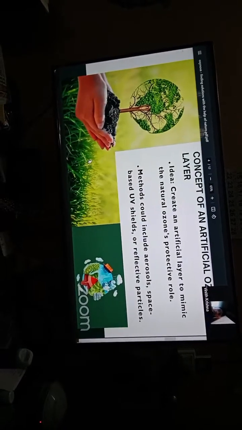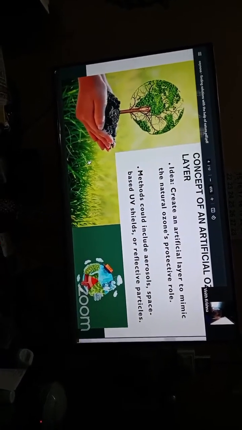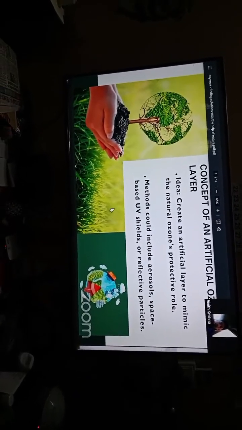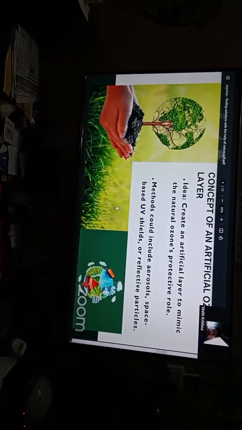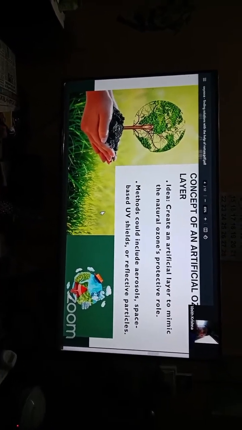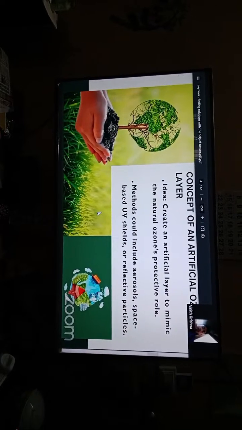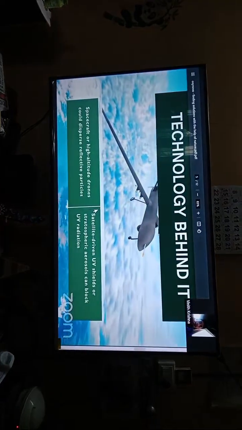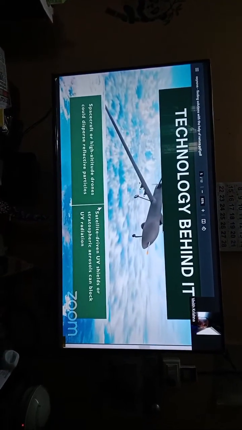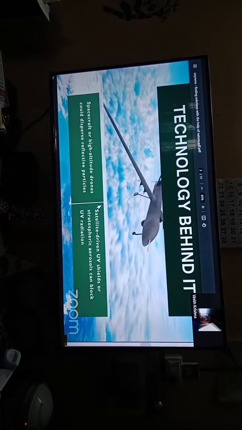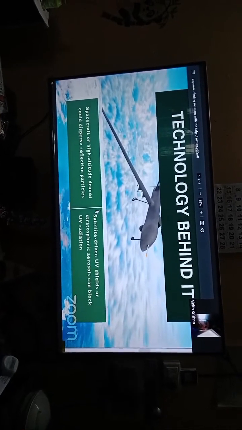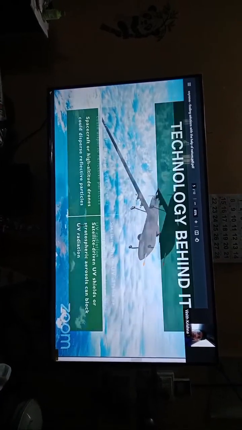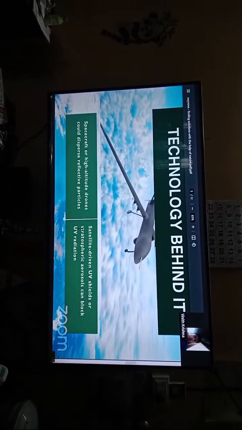Safeguards. The concept of an artificial ozone layer. This slide introduces the idea of creating an artificial ozone layer for the protective role of the natural ozone layer. Proposed methods include the use of aerosols, space-based UV sheets, or particles reflecting harmful UV radiation. Technology deployed in spacecraft or high-altitude probes could disperse reflective particles into the atmosphere, or satellite-driven UV shields could be deployed. Stratospheric aerosols are another potential technology to help block harmful UV radiation and protect the planet.